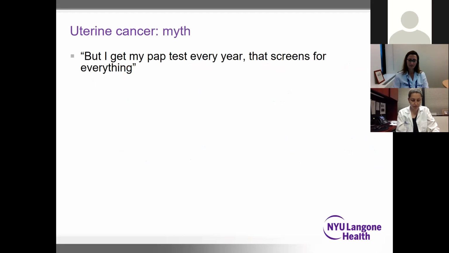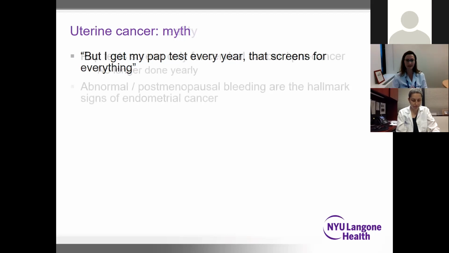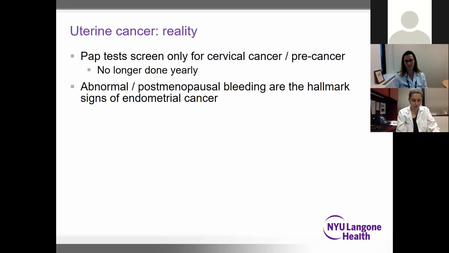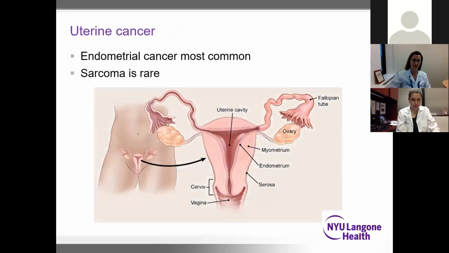So in terms of specific types of cancer and how we treat those. Dr. Gerber already highlighted this. For uterine cancer, some people say, well, I get a pap test, why didn't it catch my endometrial cancer? That's because pap tests are really for cervical cancer. As she mentioned, these aren't done yearly, but we still recommend at least annual follow-up with your provider so that they can check in about any abnormal symptoms. Abnormal bleeding or postmenopausal bleeding is the hallmark symptom of uterine cancer.